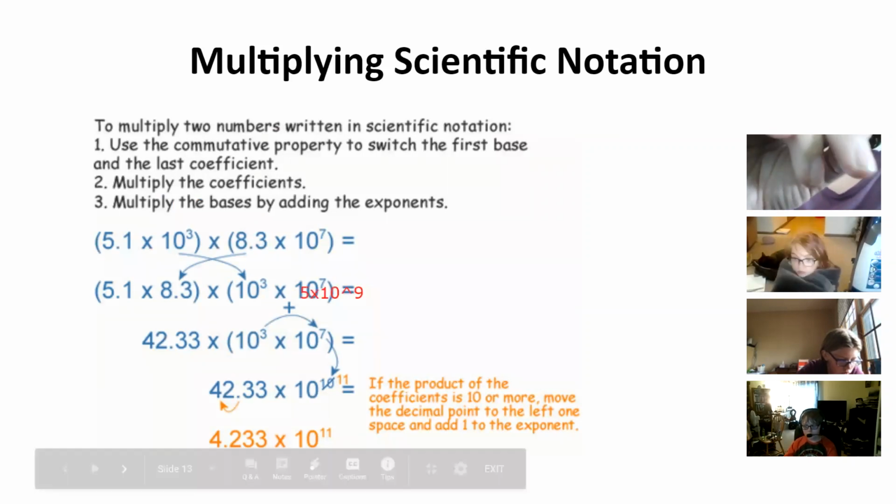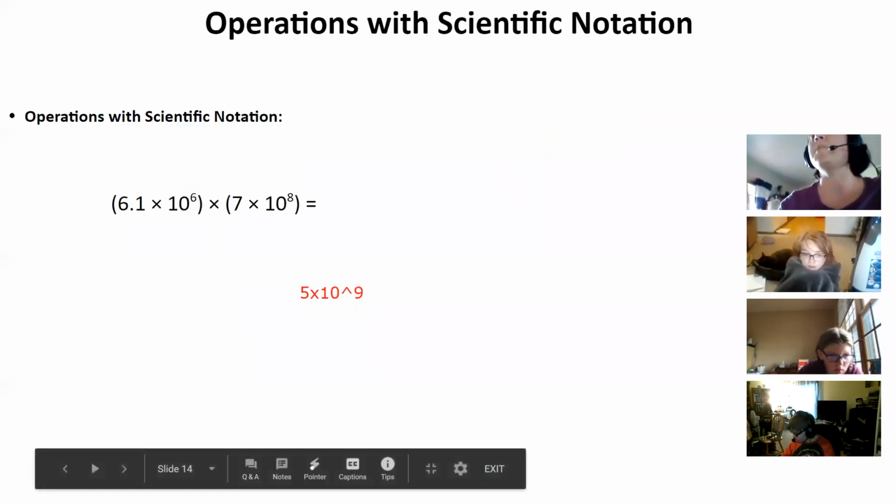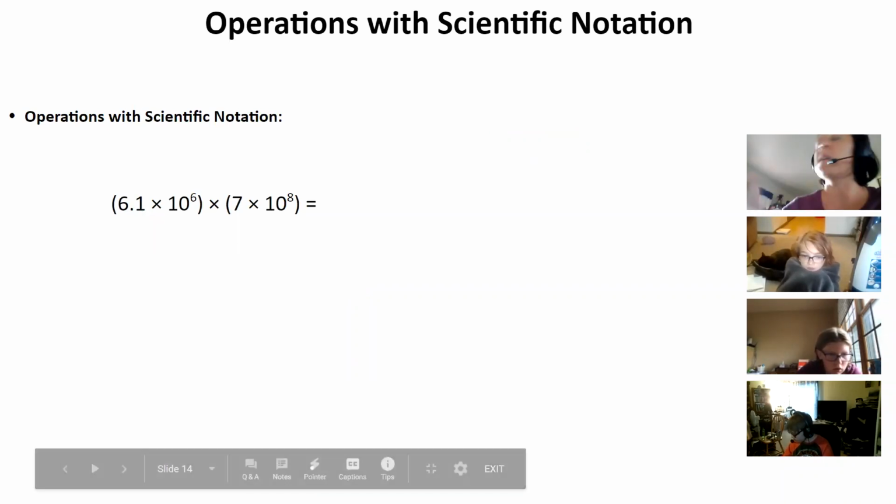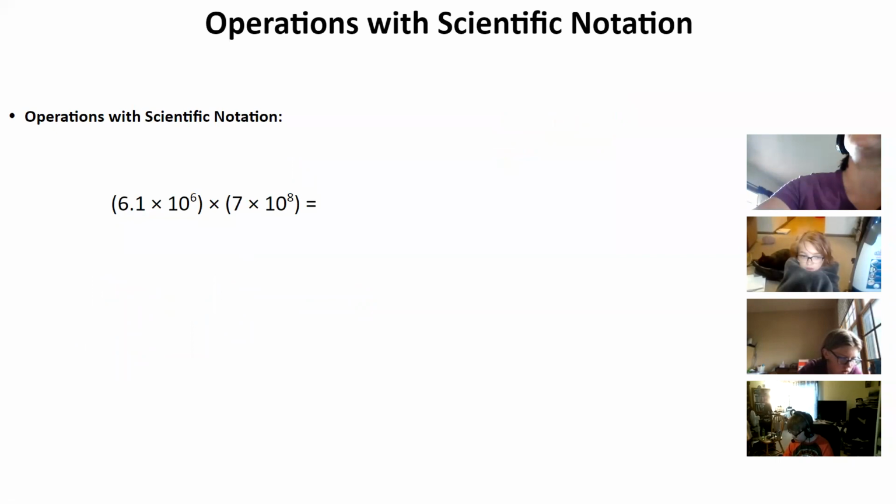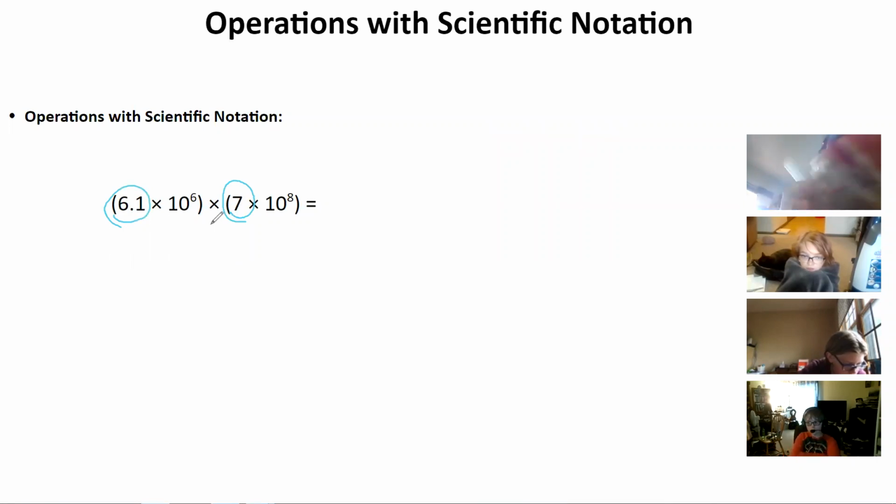Sometimes when you multiply, you have to adjust because you'll get a 2-digit number, and you can't have 2-digit numbers in scientific notation. So first we're going to multiply our numbers, 6.1 times 7, and I'm going to use a calculator. You guys too. Maybe you'll get it before me. Though I doubt it because I'm amazing. I'm just kidding. You probably will. Okay, what'd you get? 6.1 times 7. I got 42.7. Is that what you guys got?